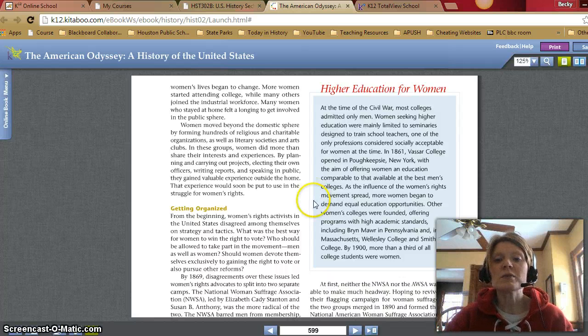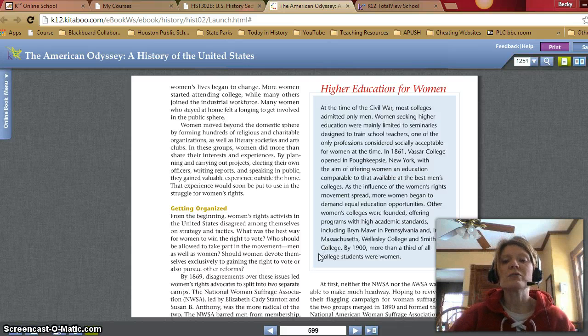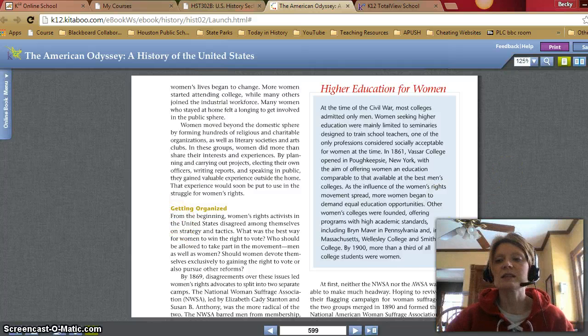As the influence of the women's rights movement spread, more women began to demand equal educational opportunities. Other women's colleges were founded, offering programs with high academic standards, including Bryn Mawr in Pennsylvania, and in Massachusetts, Wellesley College and Smith College. By 1900, more than a third of all college students were women. Getting organized.